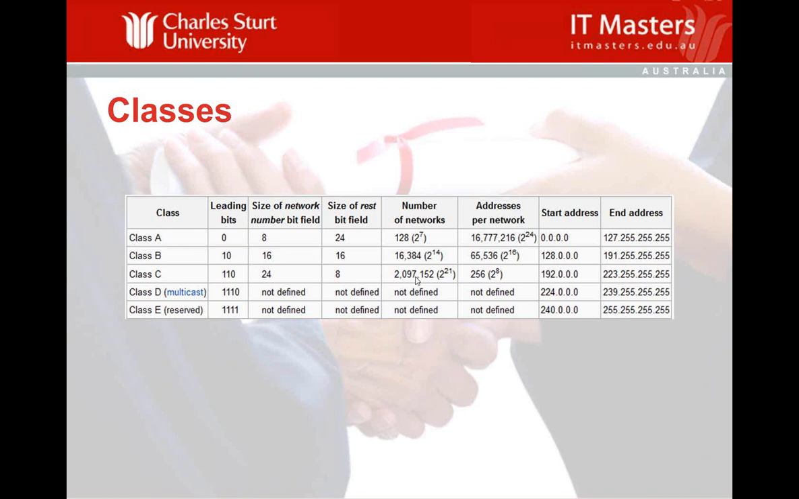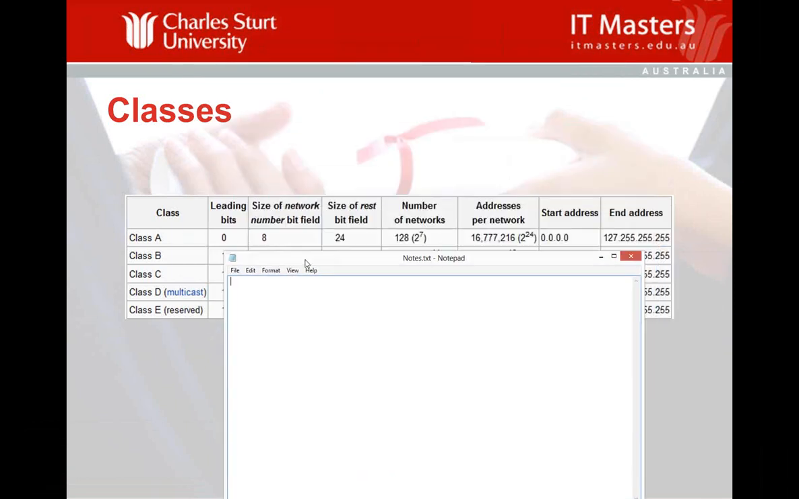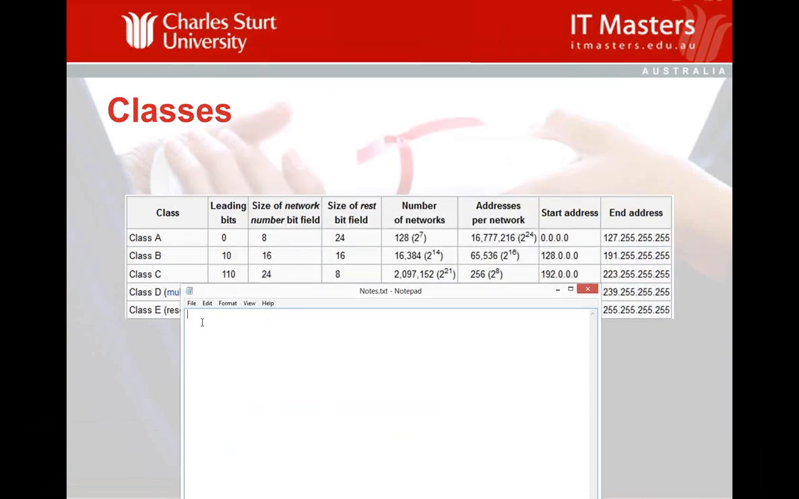Now, the interesting things that you need to understand for the exam are these particular columns. So, for instance, if we look at the second column, leading bits, what does that actually mean? If I just grab my notepad and bring it over here, we have a look at what that means. It says leading bits. In all cases, this column is referring to the makeup of the first octet of the IP address.